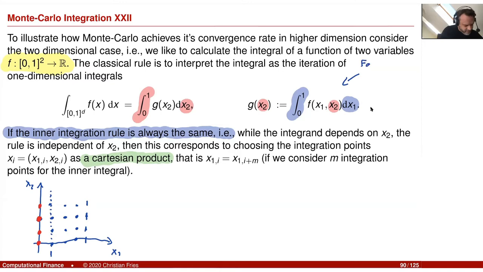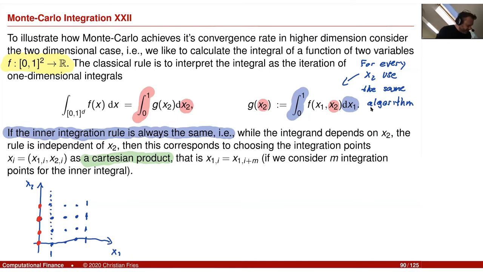So for every x2, use the same integration method, the same algorithm. The same algorithm means we have the same discretization points. Okay, so that's the setup for a classical integration method.